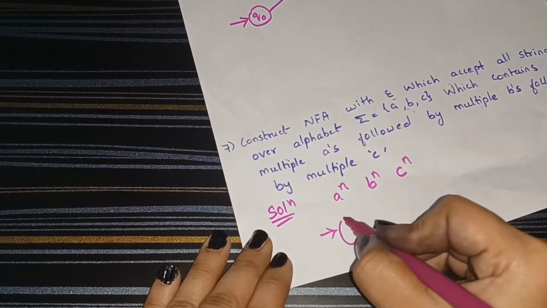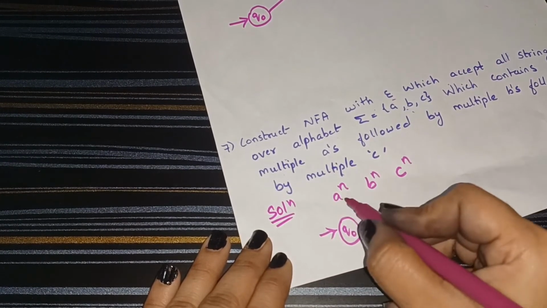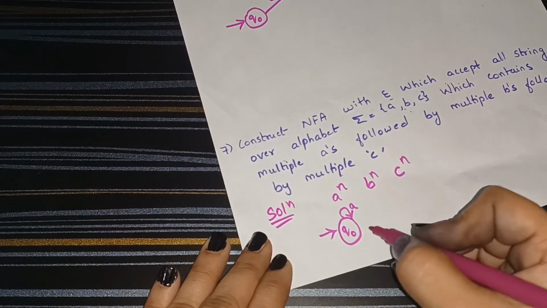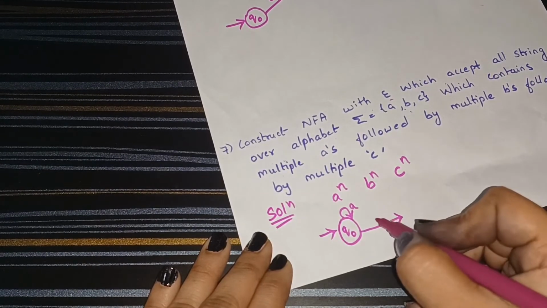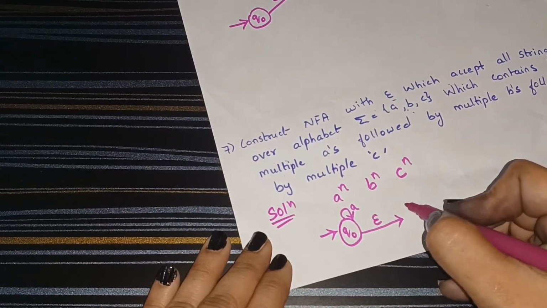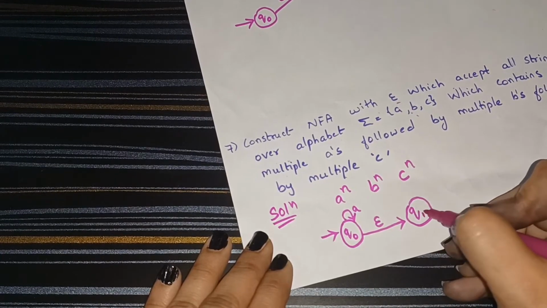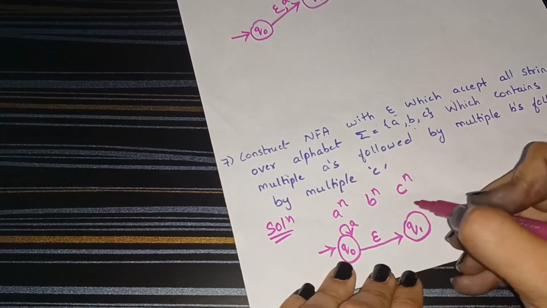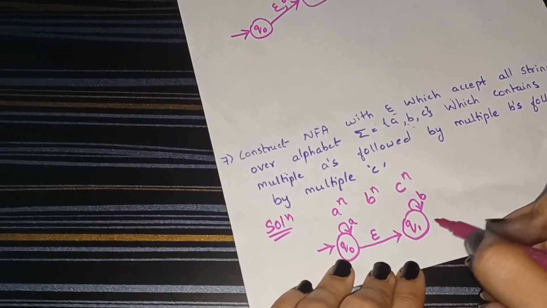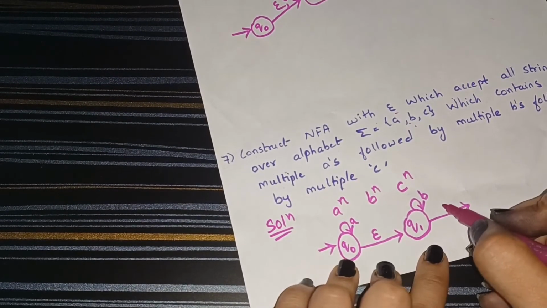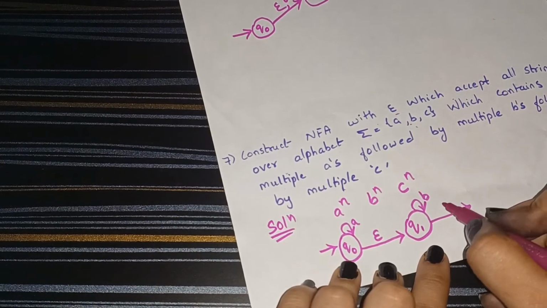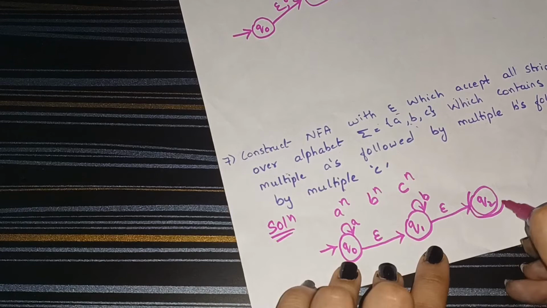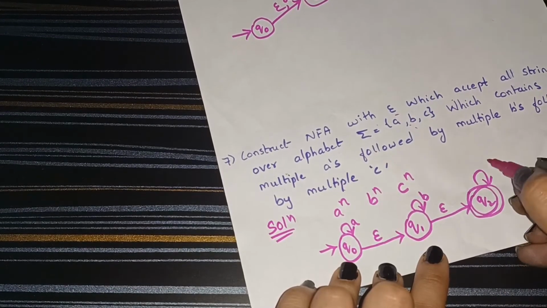So how will we draw it? Start state q0, and multiple number of a means we can do a self loop, that is a. Next we have to include epsilon. Next q1, and next we satisfy the condition b raised to n, that is multiple number of b's. Next we send to c, multiple number of c's, we get q2, and this will become the final state. So here multiple number of c is satisfied.